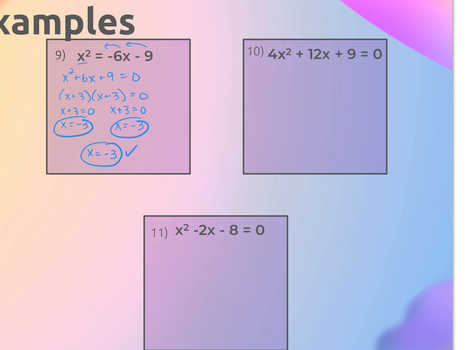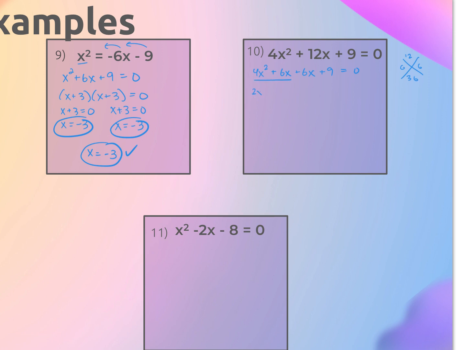And I see here I have 4x squared plus 12x plus 9. So I know that my product is 36 and my sum is 12. So this is a 6 and 6. So again, first term stays the same. The middle term expands to 6x and 6x. The last term stays the same, and it equals 0.